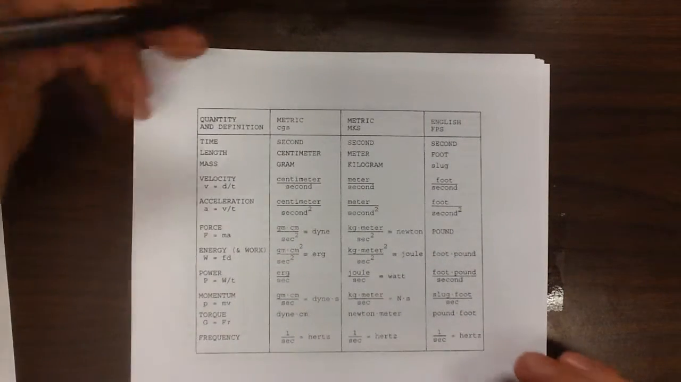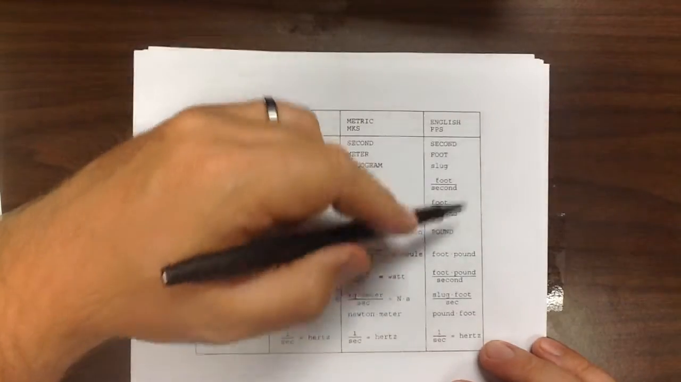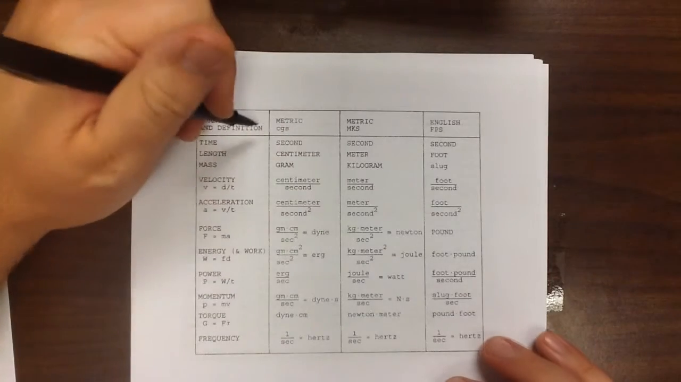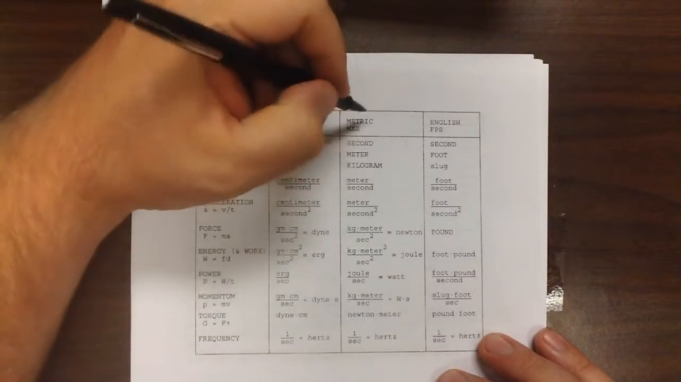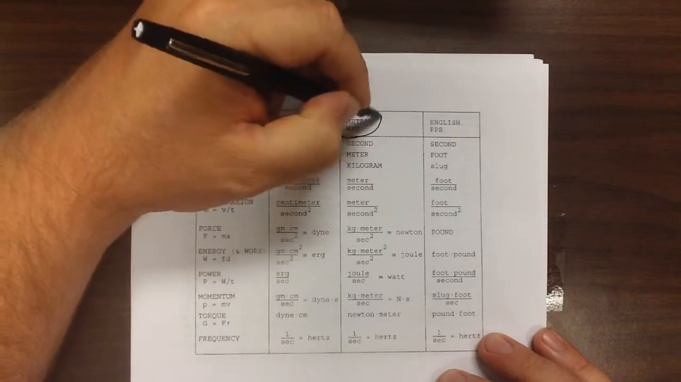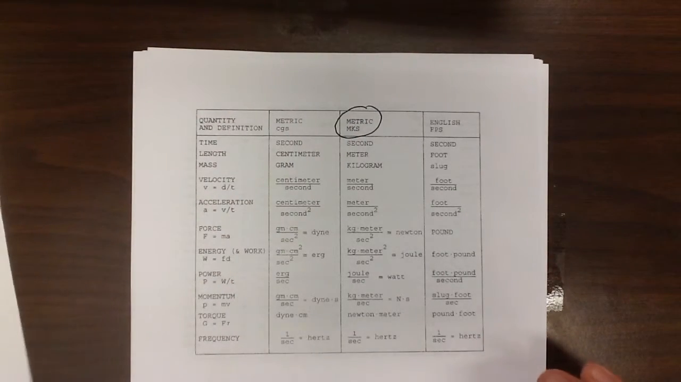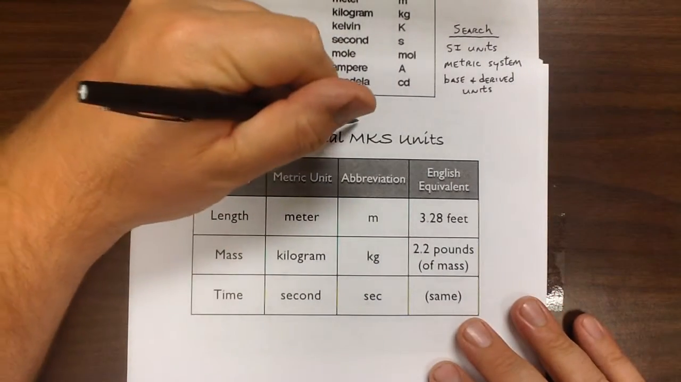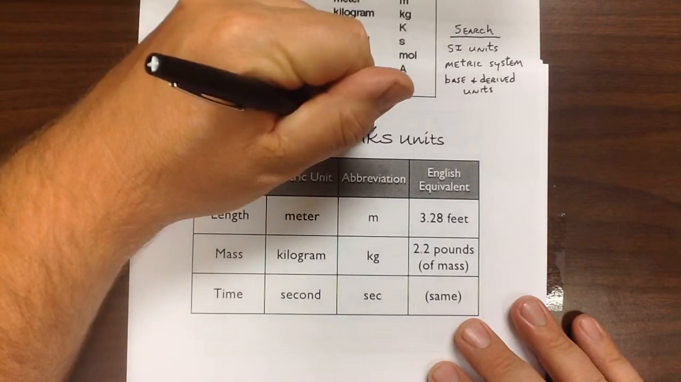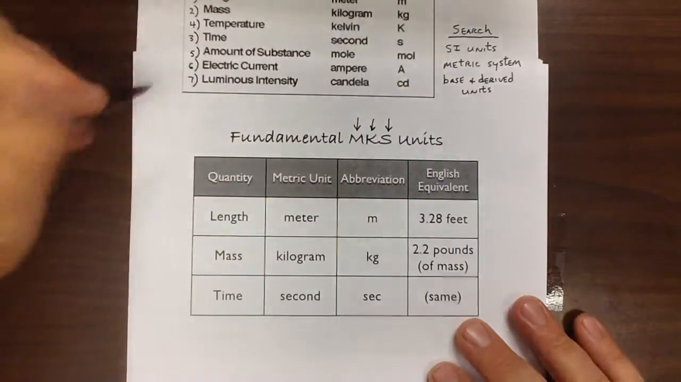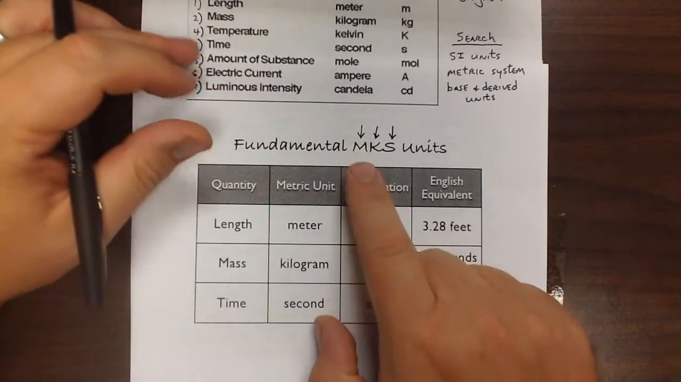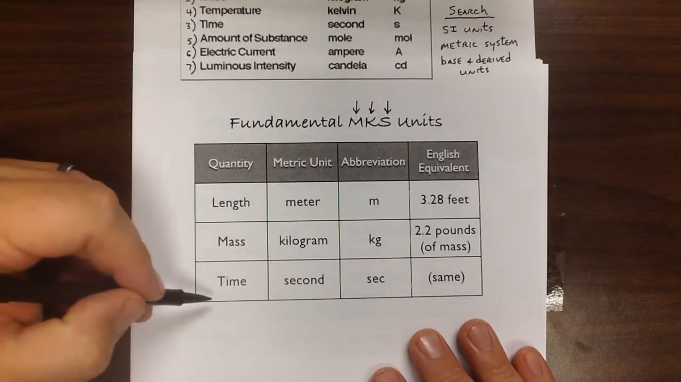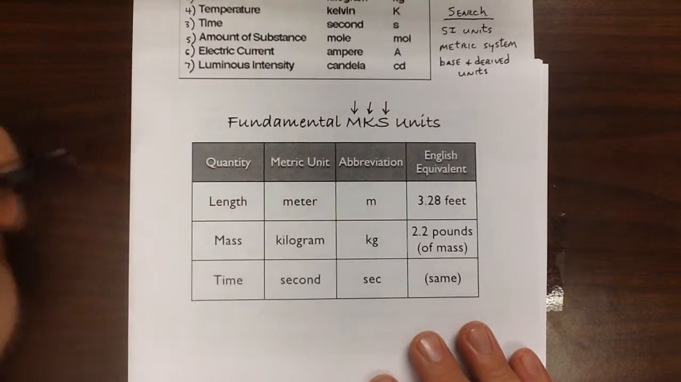Here we have 3 measurement systems laid out next to each other, and the one that we will deal with primarily in physics is metric or SI, and it's the MKS system. And in the MKS system, that stands for meters, kilograms, and seconds. All of our units will be derived from, primarily, meters, kilograms, and seconds. And here we see length, mass, and time are the meter, the kilogram, and the seconds.